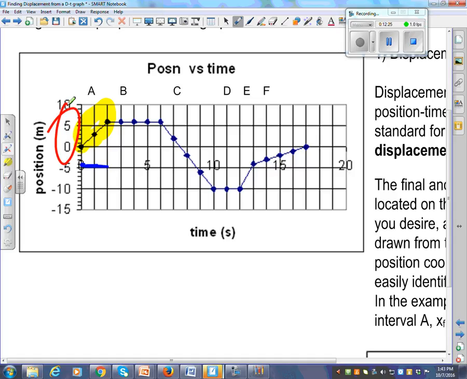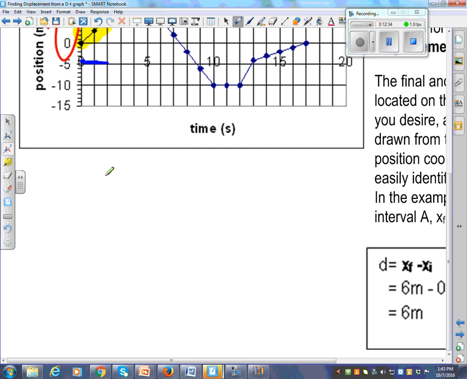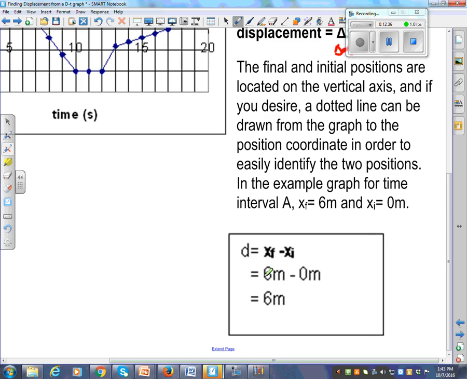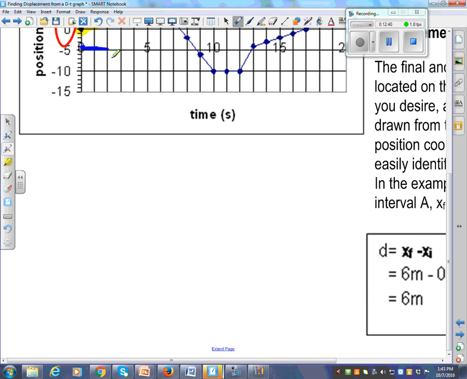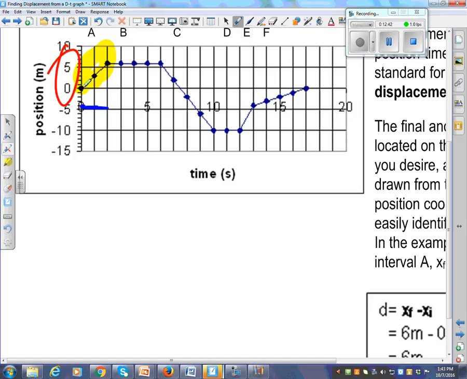Okay? Don't get lost here. I'm showing you right now. Read it from the graph. 6 minus 0. Do I even need to get a calculator out for that? I sure hope not. 6 minus 0, the displacement is plus 6. You can count it if you want, but you have to know how to do more than count it. 1, 2, 3, 4, 5, 6.